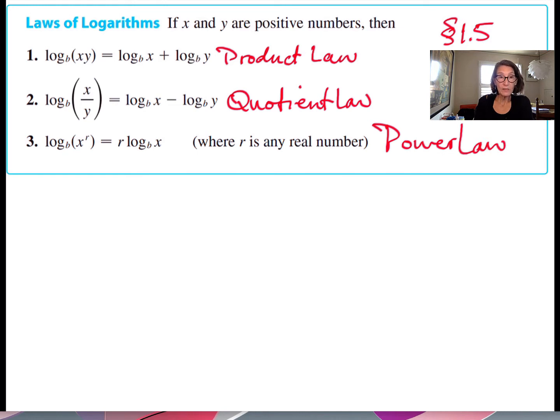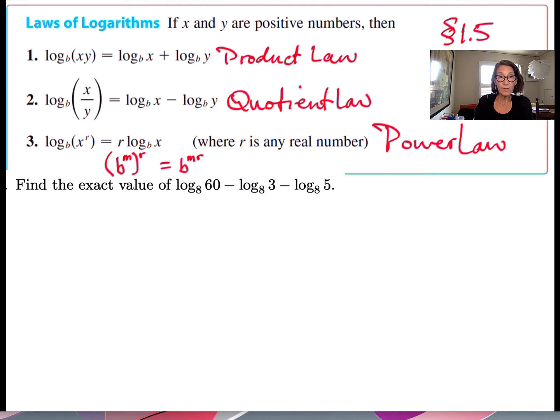The third one is called the power law, and it's the same as the power law for exponents. It says the log base b of x raised to the r is just going to be the product r times the log base b of x. So it's saying you're multiplying exponents. In terms of laws of exponents, it looks like this. B to the m, that's x, raised to the r, is really just b to the m times r. It's the same law.